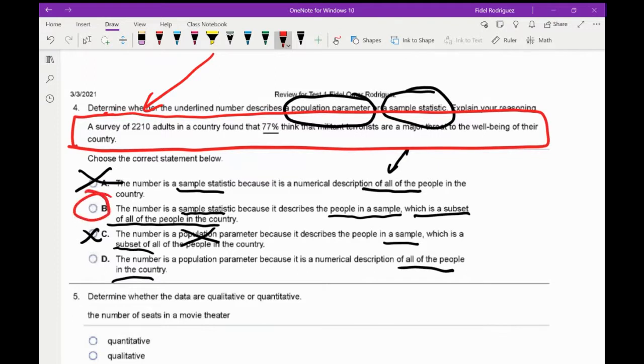So it's going to be a sample statistic because it describes people in a sample, which is a subset of all the people in the country, right? So they go to this country and they asked 2,210 people, right? So we know we're only surveying some of those people. That's why it's going to be a sample statistic, right?